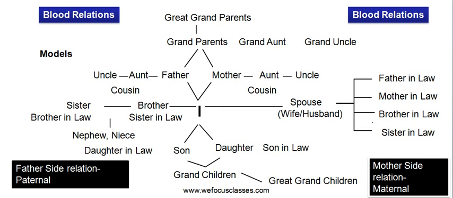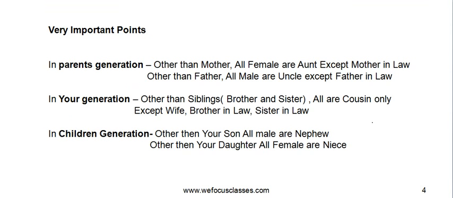Yeah, this is again the same thing. So if you want to copy, you can copy down here. Very important points, as I've discussed. In the parents' generation, other than mother, all females are aunt, except mother-in-law. Mother-in-law is a different thing. And other than father, all are uncle, except father-in-law. Father-in-law is a different thing.